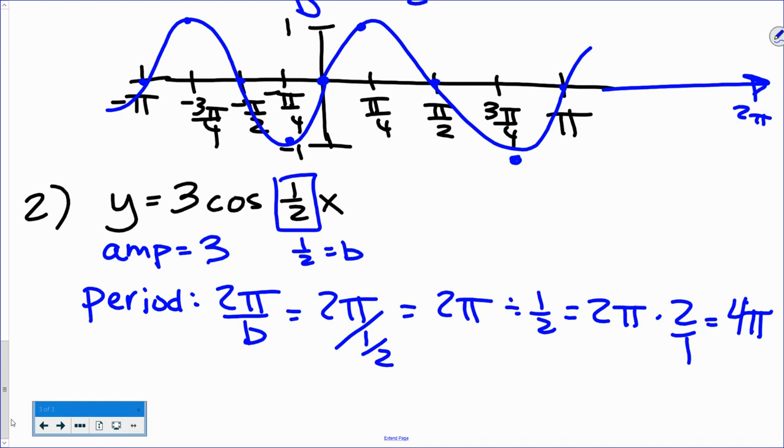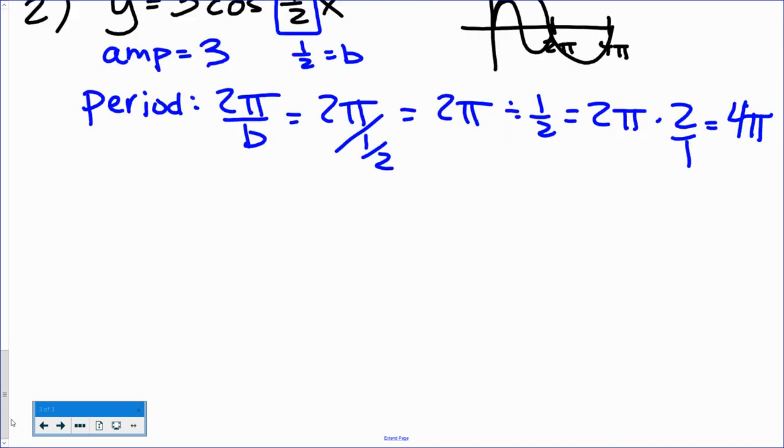As a visual of what that means, normally 2 pi is 1 full cycle for sine. Now, it's taking twice the space to complete that cycle. That's what that means. So we have a horizontal stretch. Okay, so that's your comparison. So let's go ahead and graph this.